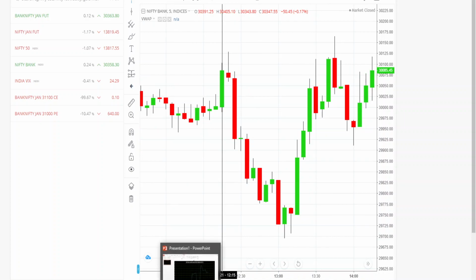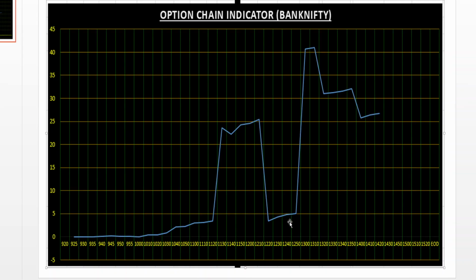Next, it was gradually moving up, it was not going down. Immediately there was a huge spike around 1300, that is 1 o'clock. I am taking the 1 o'clock closing.